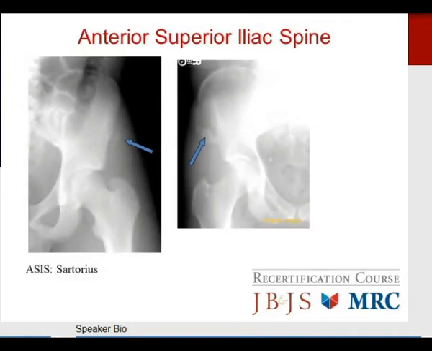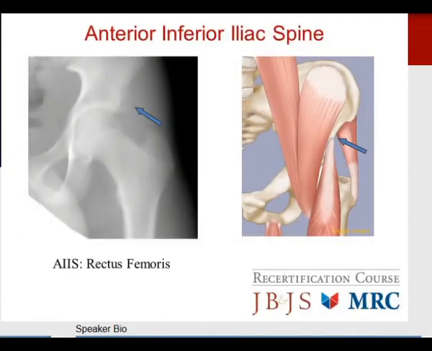Typically, these avulsion injuries occur in the young athletic population that are still skeletally immature before the apophysis growth plate closes. Oftentimes, these can be diagnosed with radiographic imaging when we see these avulsion fractures. Here's one of the anterior superior iliac spine involved in the sartorius origin. Here's an avulsion fracture shown in a radiograph of the anterior inferior iliac spine, the rectus femoris attachment site.